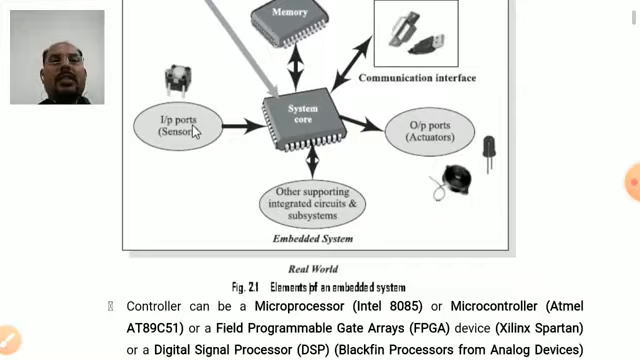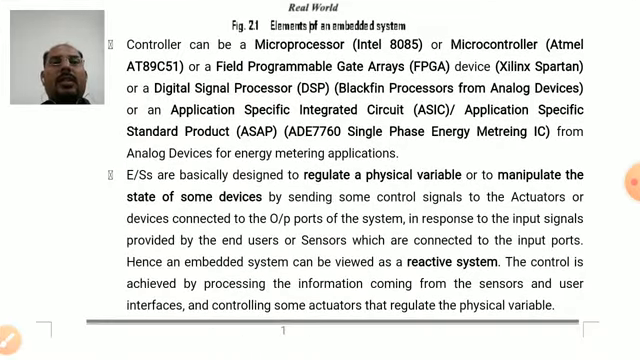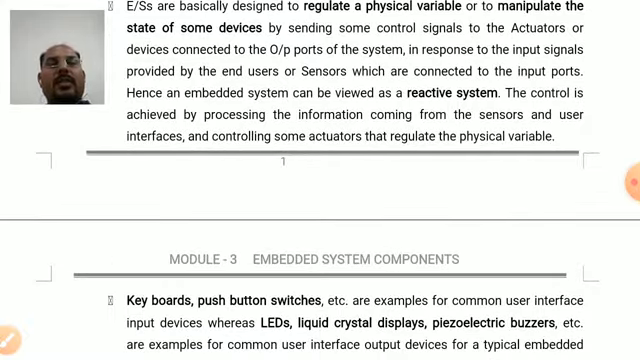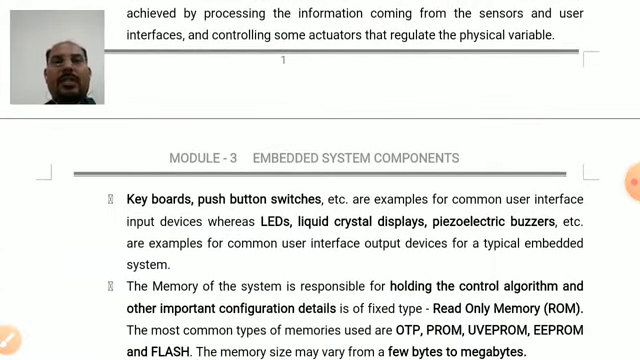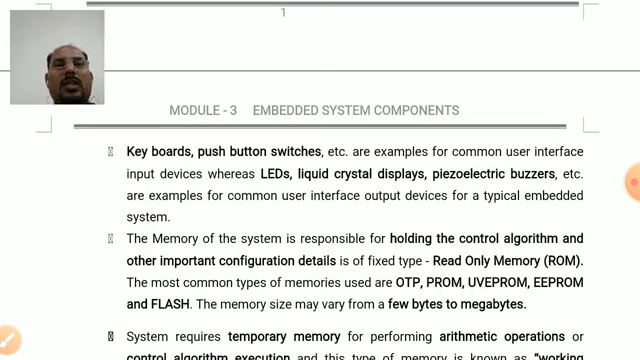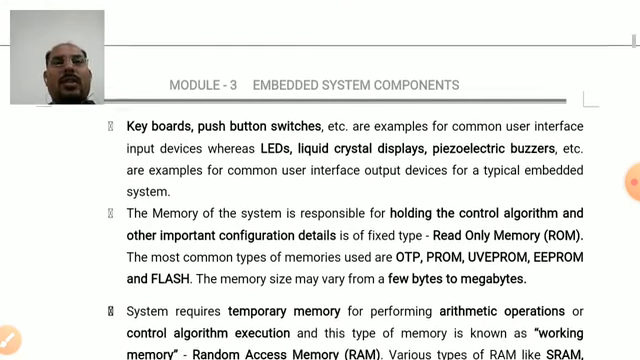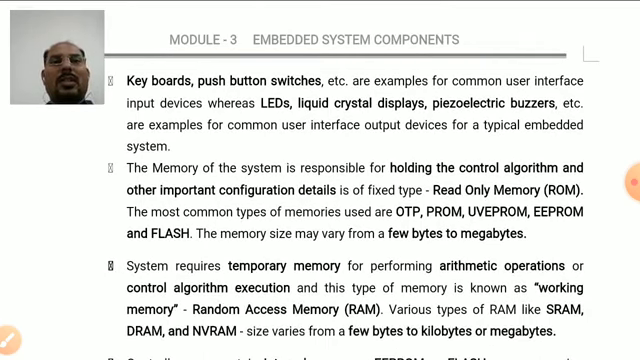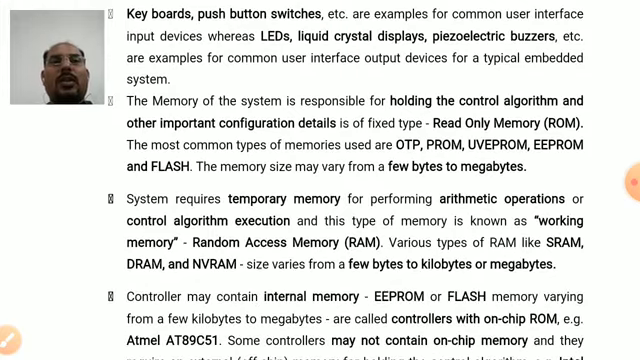Here you can see the embedded system is reactive in nature. The reactive in the sense changes in the inputs are processed by the core of the embedded system, and corresponding output will be sent to the output devices via the actuators. That's why we call it reactive in nature. Keyboards and push button switches are examples of user interface for the input devices. LEDs, LCDs, and piezoelectric buzzers are examples for the user interface for the output devices.